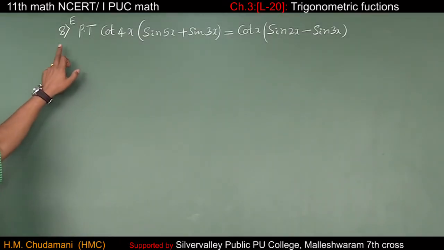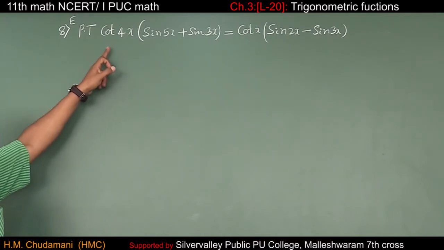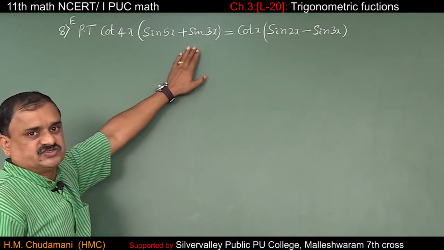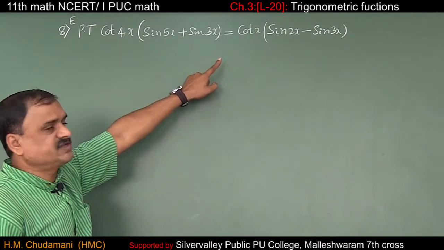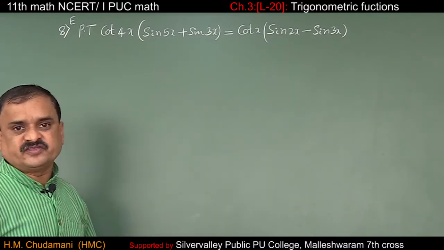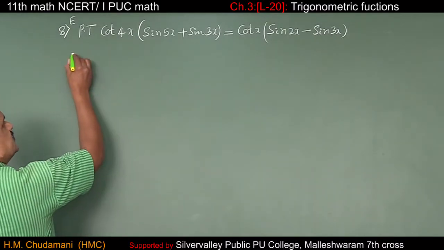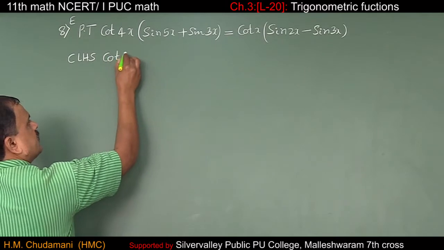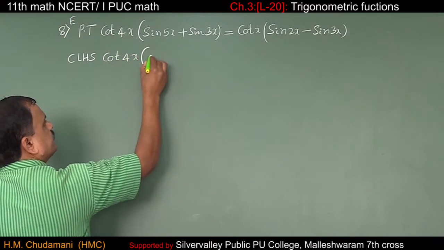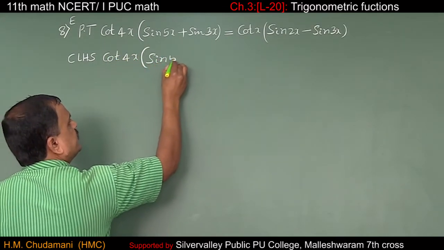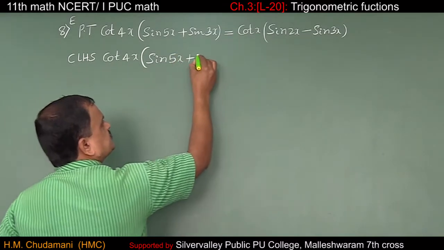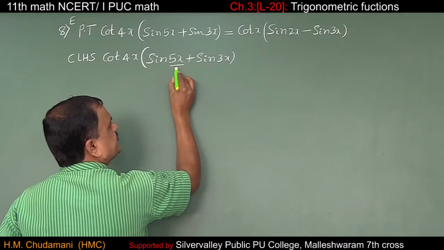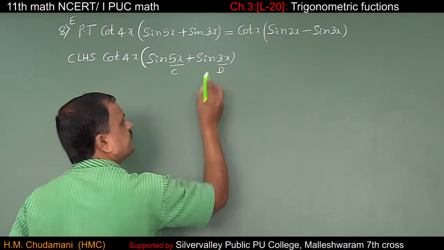Question number 8, exercise problem. Prove that cot 4x into sin 5x plus sin 3x is equal to cot x into sin 5x minus sin 3x. So consider the left hand side. Cot 4x into sin 5x plus sin 3x. See, this is the sin C plus sin D formula.